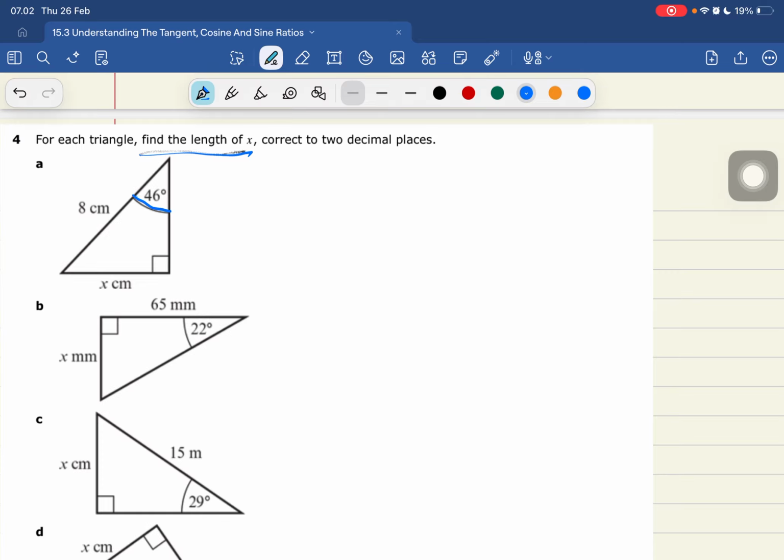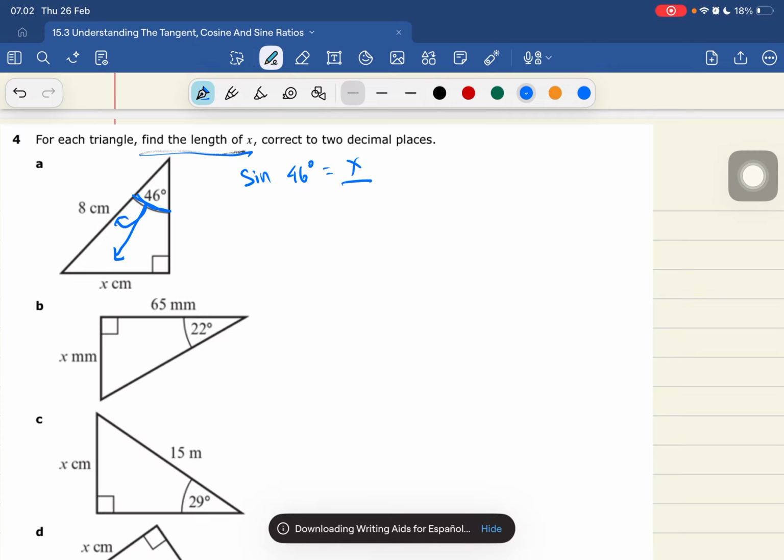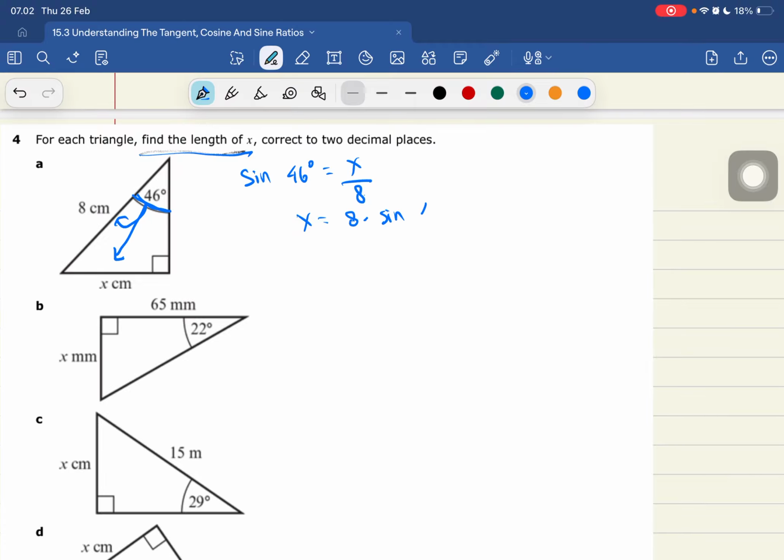Okay, we got this angle, opposite of the angle is x, and then the hypotenuse. So opposite and hypotenuse we got, so we can use sine 46 degrees. Opposite is x, and the hypotenuse equals 8. Okay, and then we can rearrange. So x equals 8 multiplied by sine 46 degrees. Please use a calculator, so you will get the answer of 5.75 centimeters.